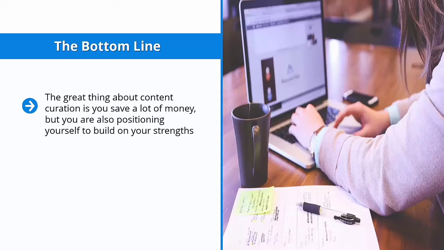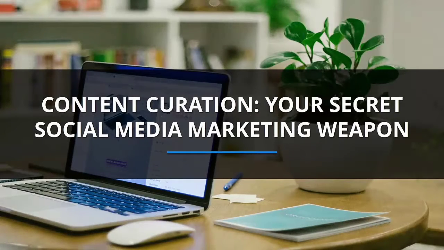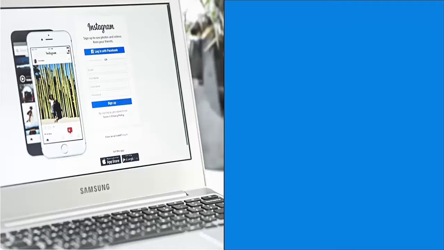The bottom line: the great thing about content curation is you save a lot of money, but you are also positioning yourself to build on your strengths. You focus on things that you're doing right and figuring them out so that you can predictably produce successful content. Now, this is not going to happen overnight. You have to keep experimenting until you find the right themes that consistently work with your audience. Content curation, your secret social media marketing weapon.